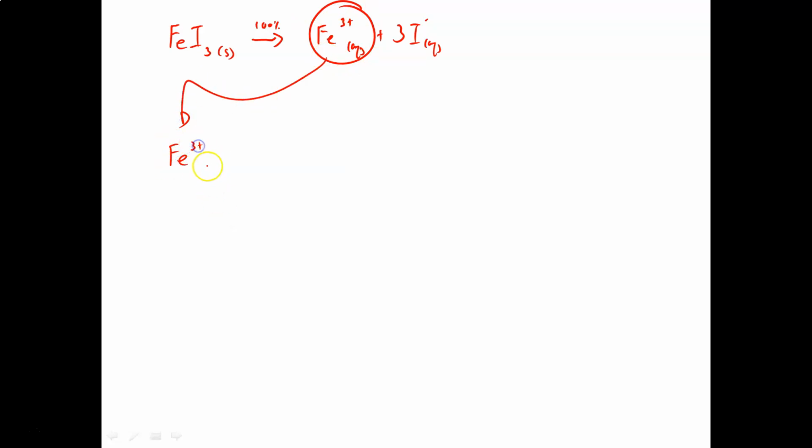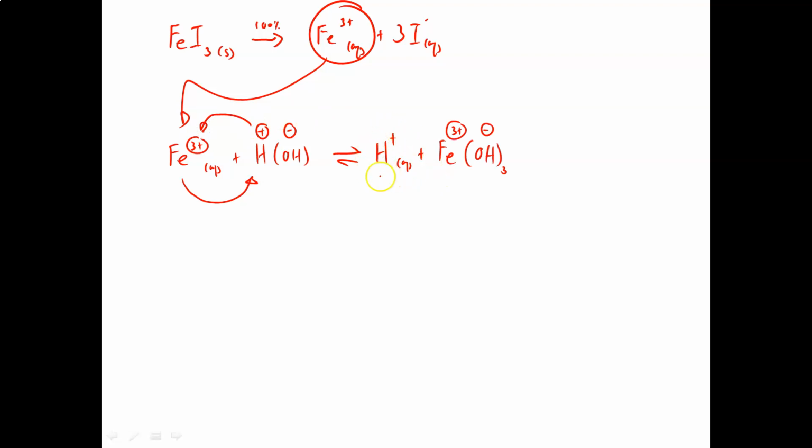So Fe3+ aqueous plus water, HOH. This again looks like a single displacement reaction. So the iron 3 and the hydrogen ions will switch places, resulting in an H+ ion being released and iron 3 hydroxide being created.